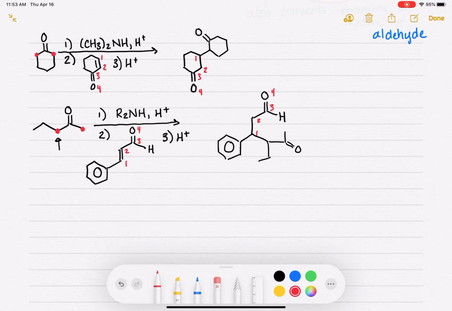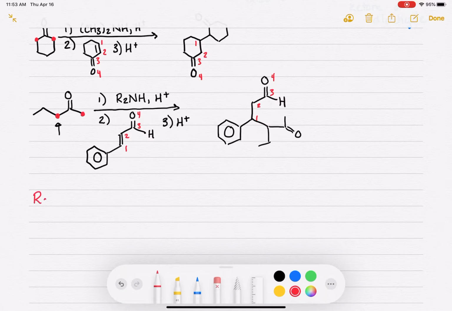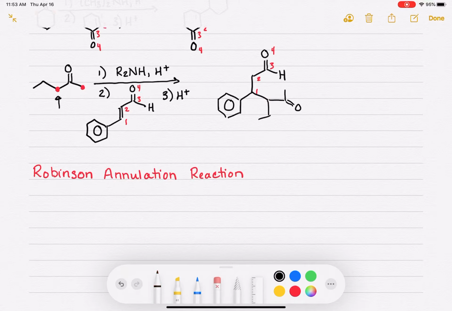The last one of these conjugate addition reactions that we're going to look at is called the Robinson annulation reaction. And this is also a combination of reactions that you've already learned, kind of like the Stork enamine synthesis. Robinson annulation reaction. So this is a Michael addition that is followed by an aldol reaction, either addition or condensation depending on the temperature.